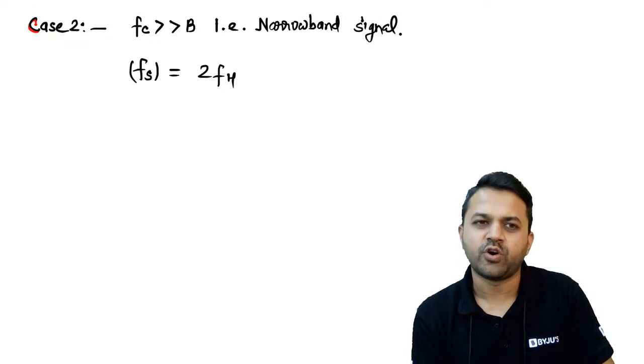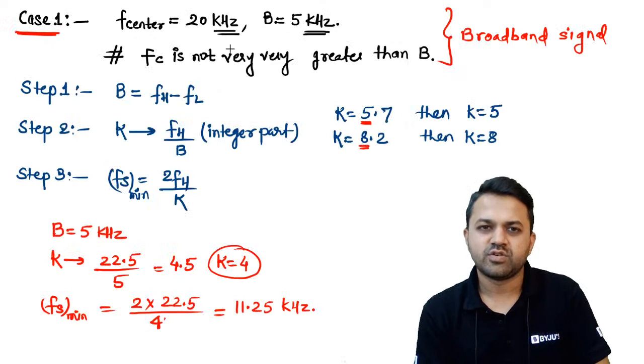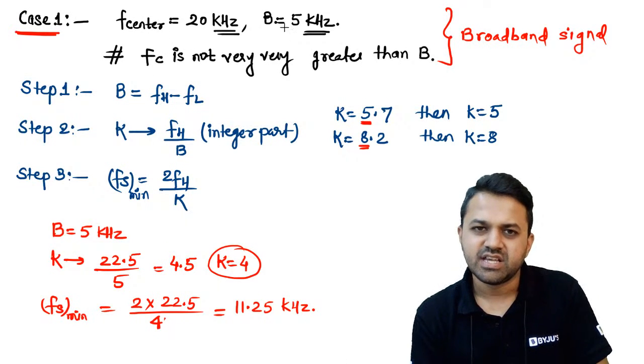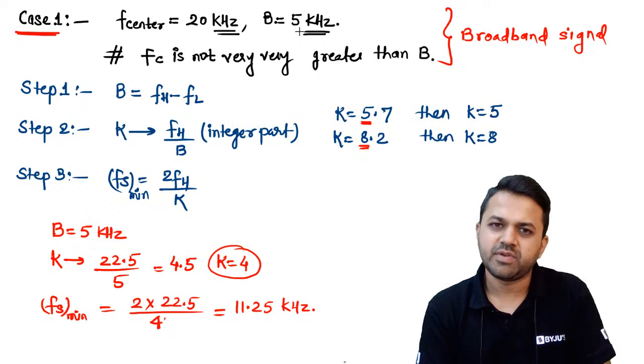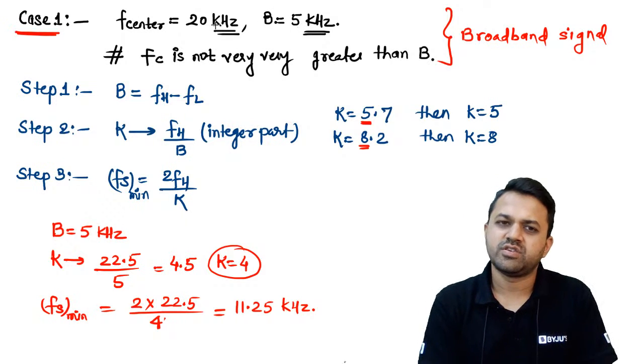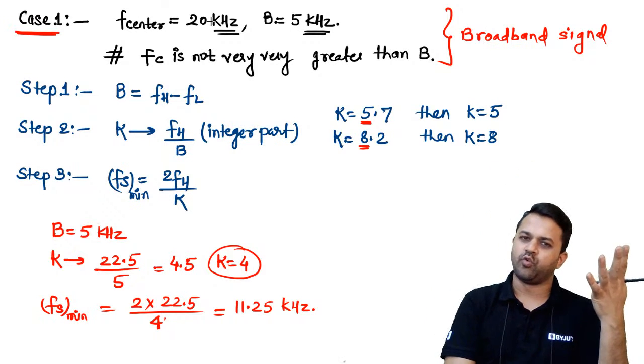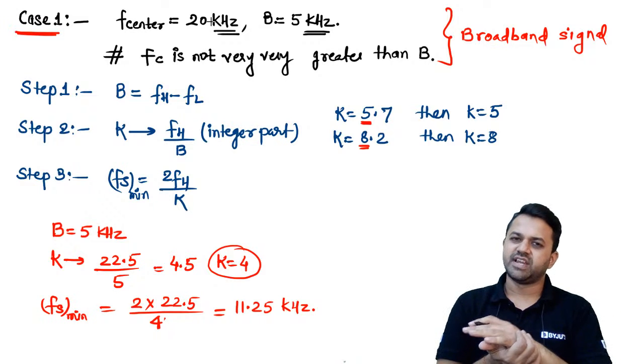Because it is only 4 times, Ravi, the center frequency is just 4 times the bandwidth. So it is not greater. Because it is also in kilohertz, to get the center frequency you have to multiply only by a factor of 4. So that is not very greater.